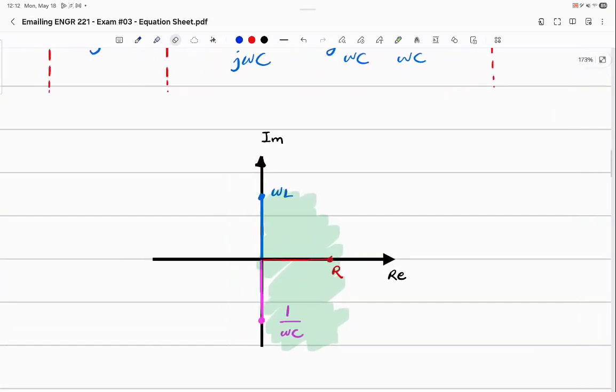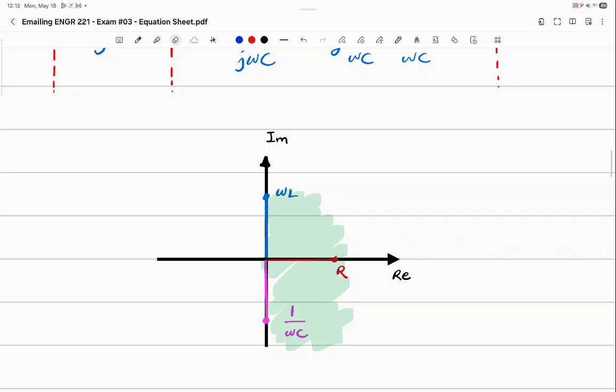Remember this plot, this is the position for resistor, inductor, and capacitor. Now, can you tell me why only the right half plane is highlighted, not the left half plane? Does it mean that I can't have any impedance located on the left half plane? Why not? Resistance is always positive. Resistors are always positive values, right? So you can't have anything on the left half plane.